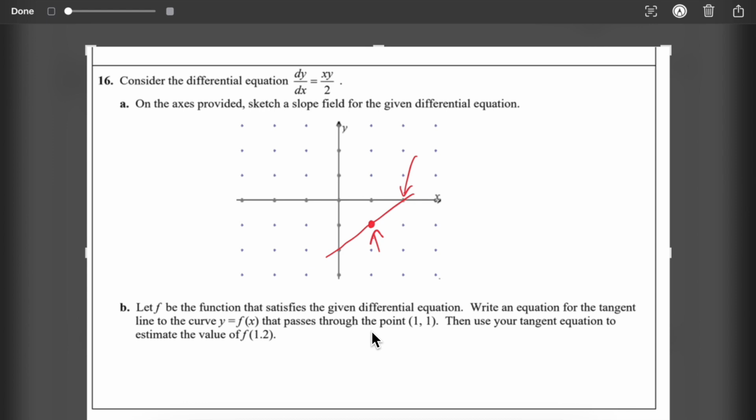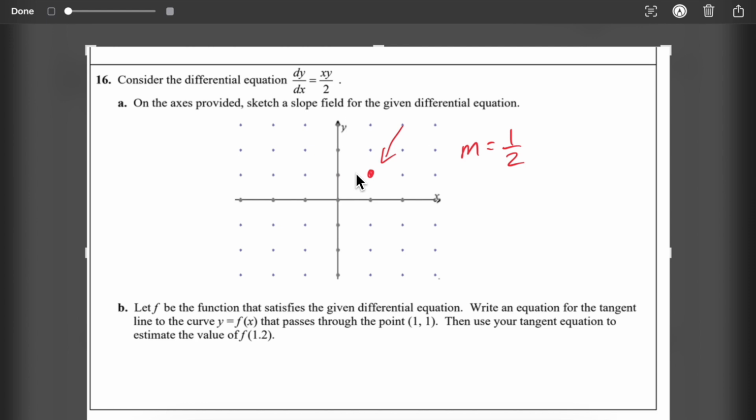So they wanted to go through 1, 1. Of course, I picked the wrong point. It would be right here. So it's going to go through that point. So what we need is the slope at that point. So the slope is given by this formula. So 1 times 1 is 1 over 2 is 1/2. And we have the point, which is 1 comma 1. So we're going to go ahead and use the point slope form.